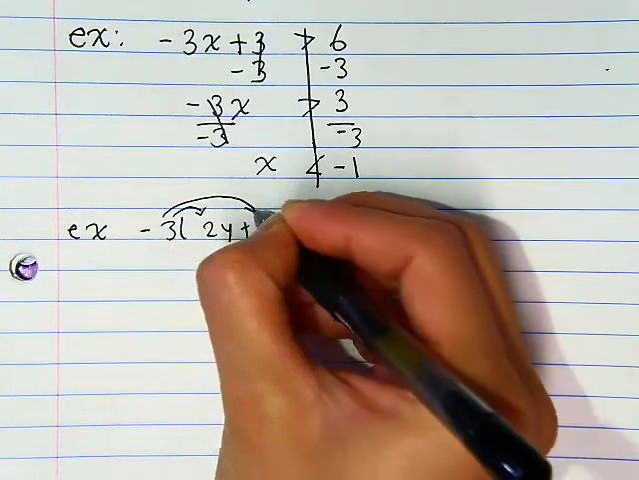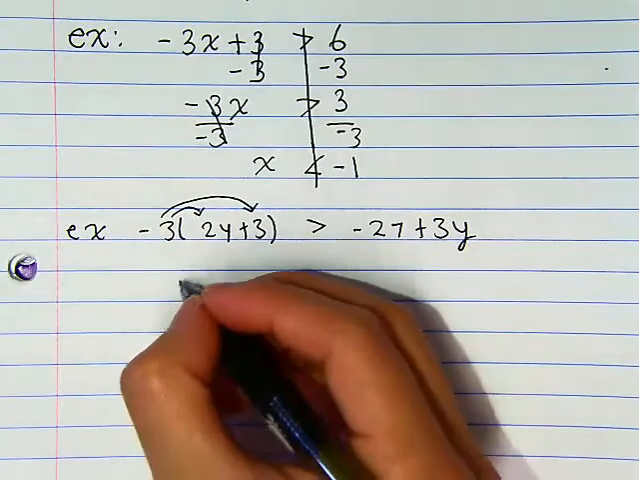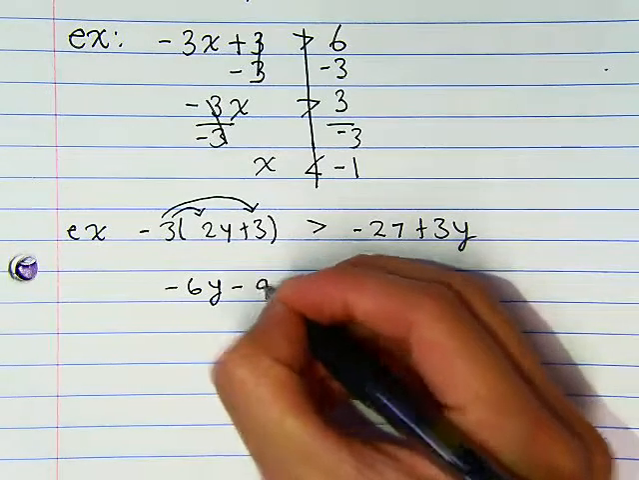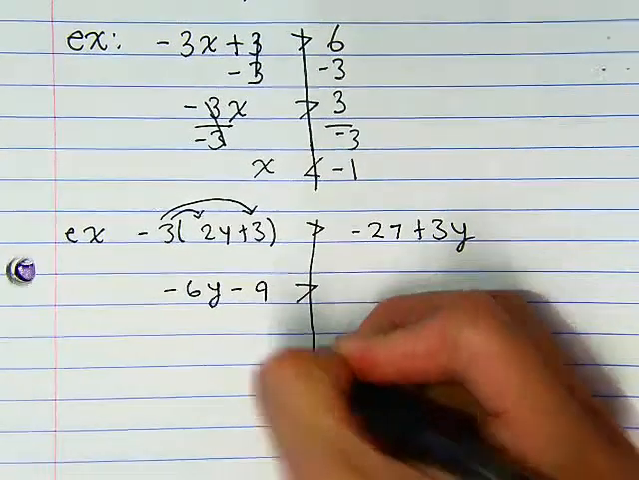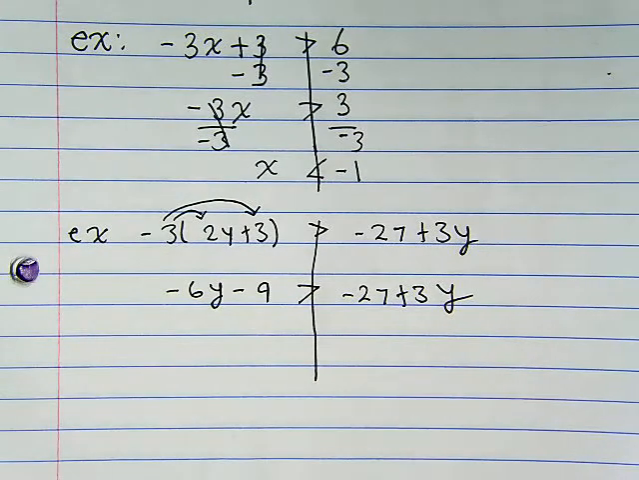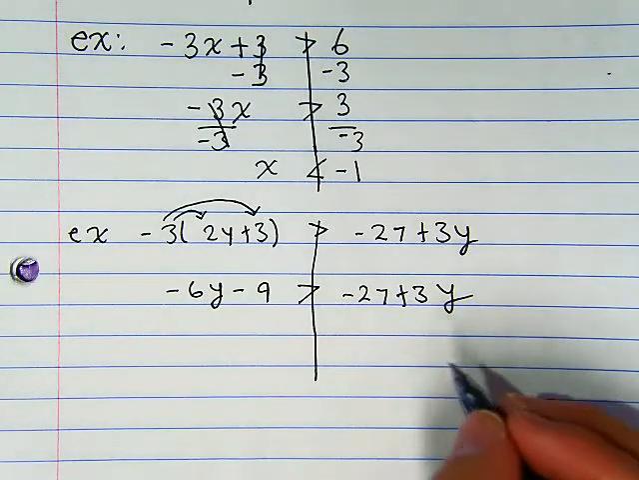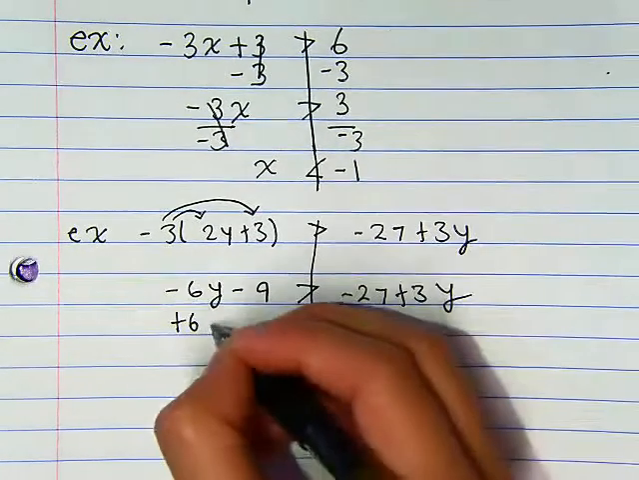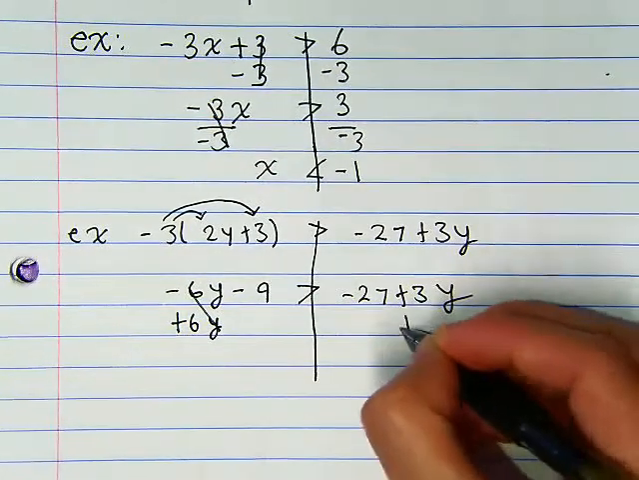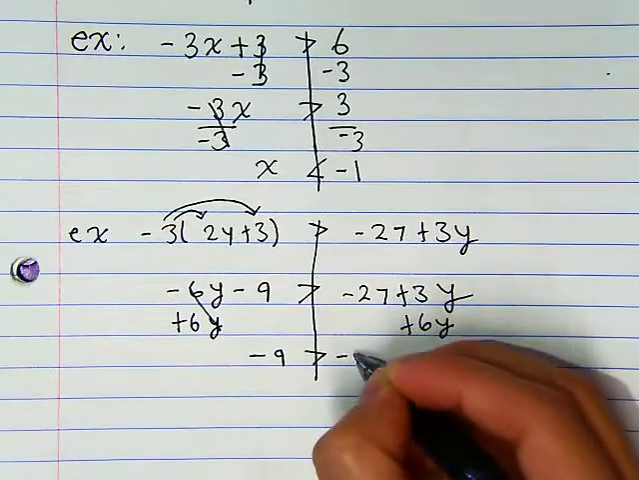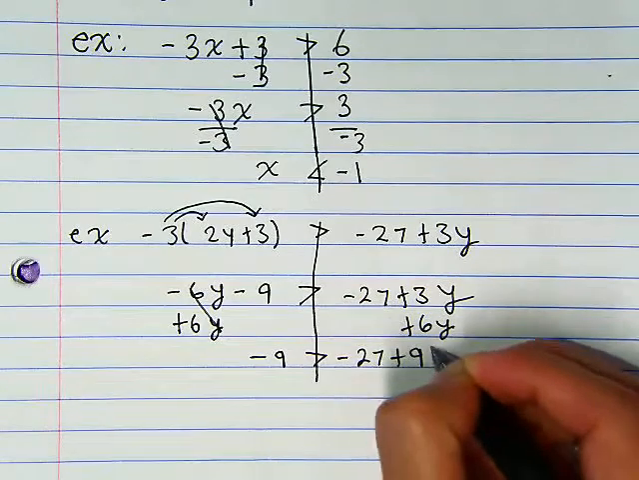Parentheses, we have to think distributive property. So we're going to get negative 6y minus 9 is greater than negative 27 plus 3y, because we did not change anything on the right hand side. From there, we want to get all our y's to one side. Personally, I think it's a good idea to add 6y on both sides. And then we get negative 9 is greater than negative 27 plus 9y.